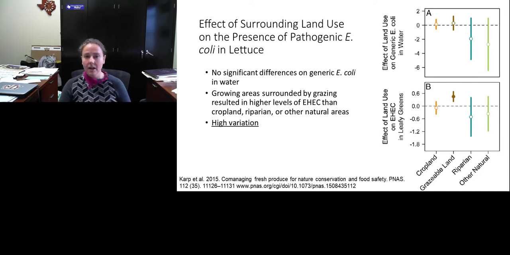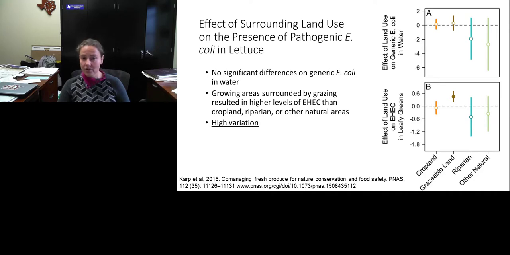The yellow bar there is growing areas surrounded by cropland. The brown bar is growing areas surrounded by grazable land. That dark green bar is growing areas surrounded by riparian areas, and the light green is growing areas surrounded by other natural areas. So when you look at the top, you can see that they found no significant differences in generic E. coli in water. There's a lot of variation, again, in the riparian zones and other natural areas. But it can be very difficult to find differences in water, especially if some of their water sources were moving water sources like rivers and creeks.